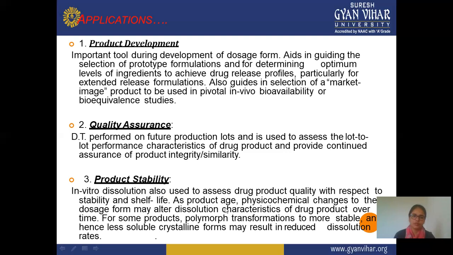And next is product stability. In vitro dissolution is also used to assess drug product quality with respect to stability and shelf life. Physicochemical changes in the dosage form may alter the dissolution characteristics of the drug product over time. In some products, polymorph transformation to a more stable and hence less soluble crystalline form may result in a reduced dissolution rate. Meaning this is also used to check the stability, half-life, quality or shelf life of a product or formulation, whether it is in a stable form or not. So this is regarding product stability.